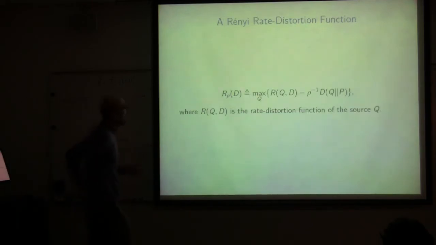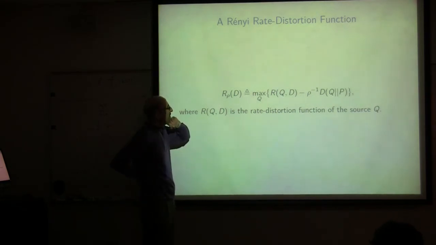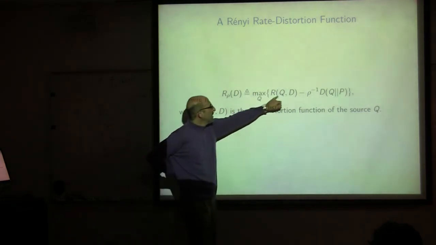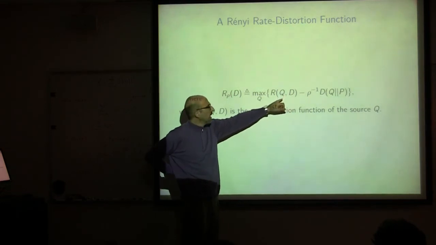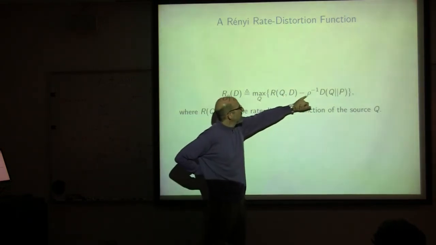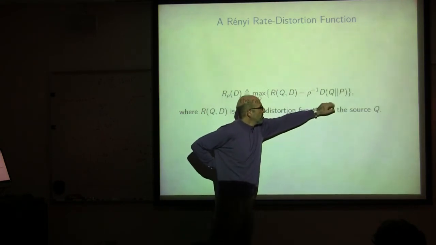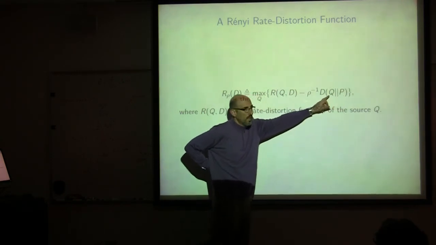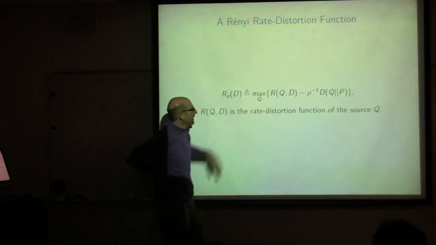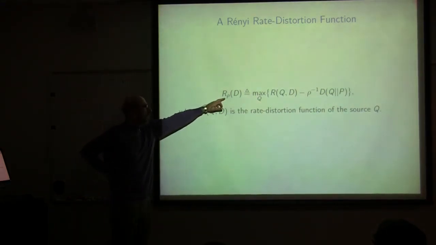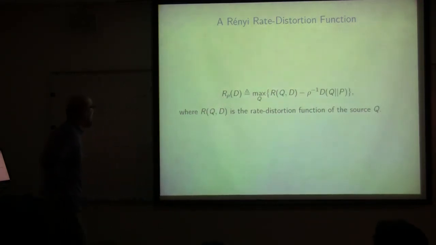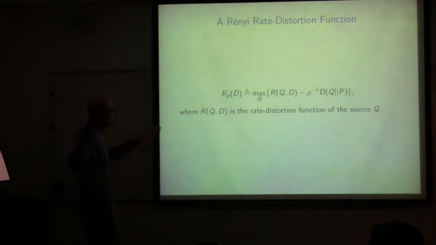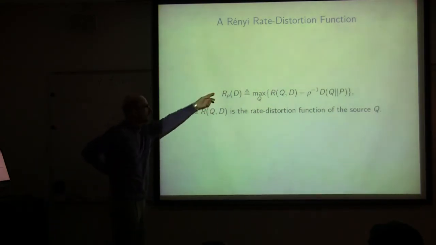This actually turns out to be the answer. Suppose that R(Q,D) is the regular Shannon rate distortion function for the source of distribution Q and distortion D. Let's take R(Q,D) minus rho inverse D(Q||P), the relative entropy between the true source distribution P and this Q. Maximize that over Q, and this is what our Rho-rate distortion means. And it's actually easier to see the direct part to try to understand what this means.